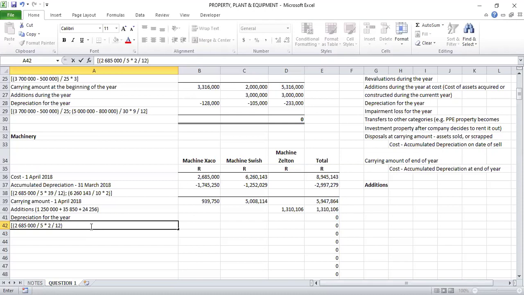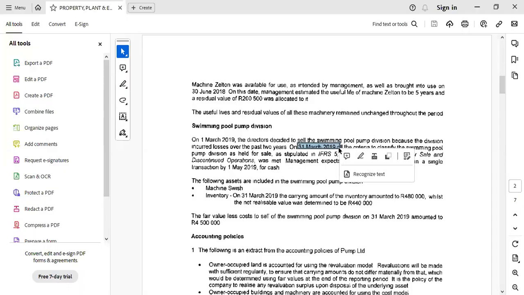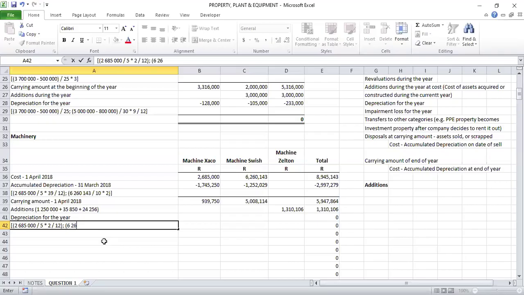Then the machine Shark was used for the whole year until the end of the year when it was transferred to non-current assets held for sale. It was transferred to non-current held for sale on 31 March at the very end of the year. So it will have a full year's depreciation. So we have 6260143 divided by 10.